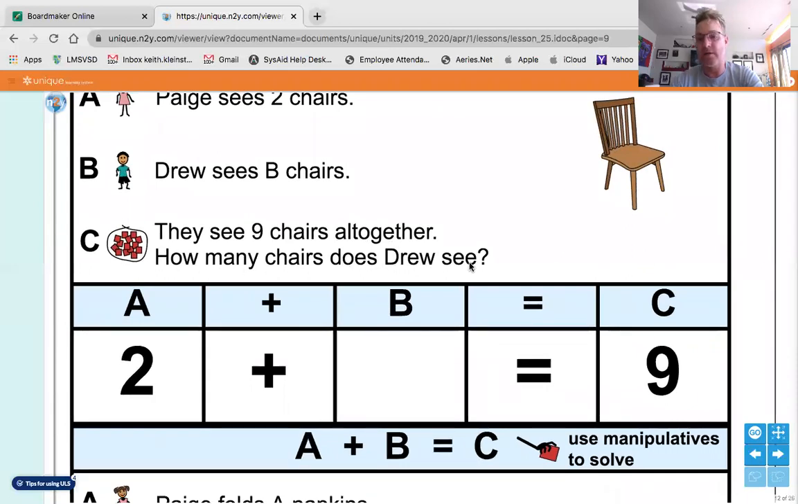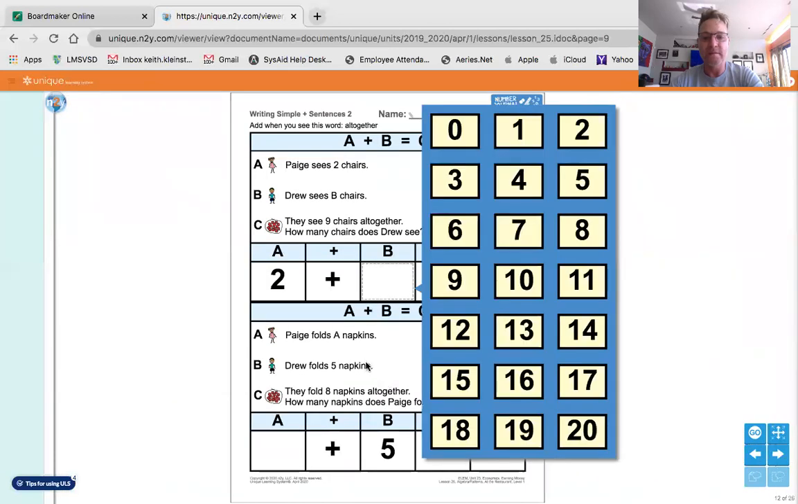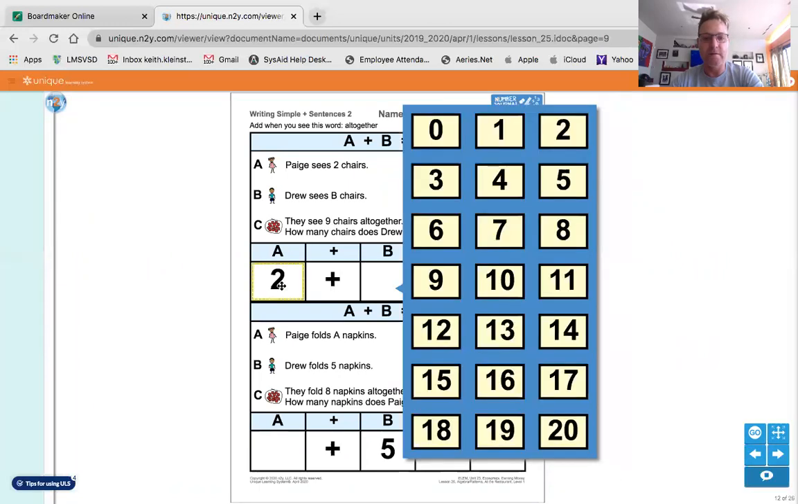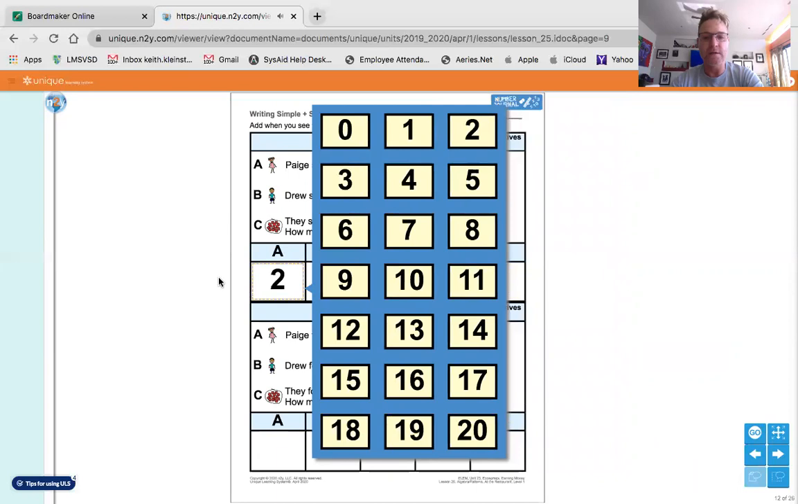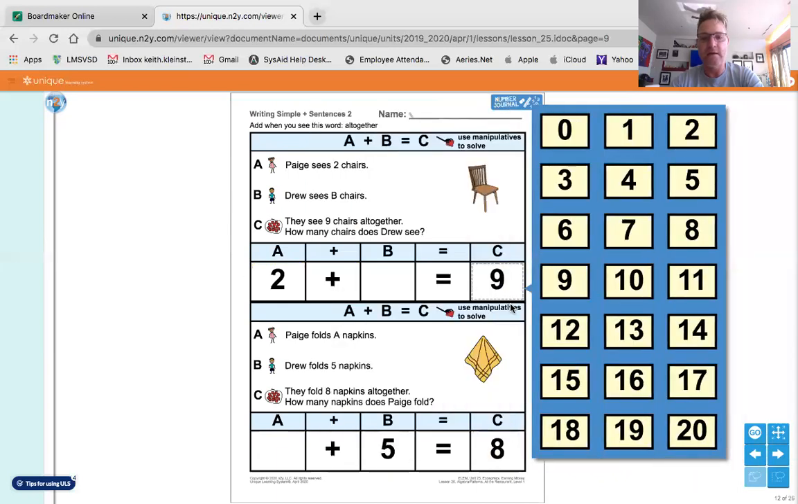Now that's going to be hard. I would use something else because I don't think a lot of people have 9 chairs that they can move in their house. So let me go back to here. If 2 is what we have, and we want to get to 9, what we need to do is find the difference.